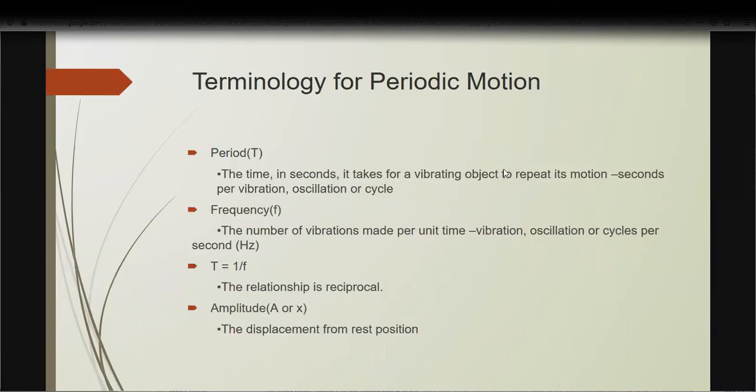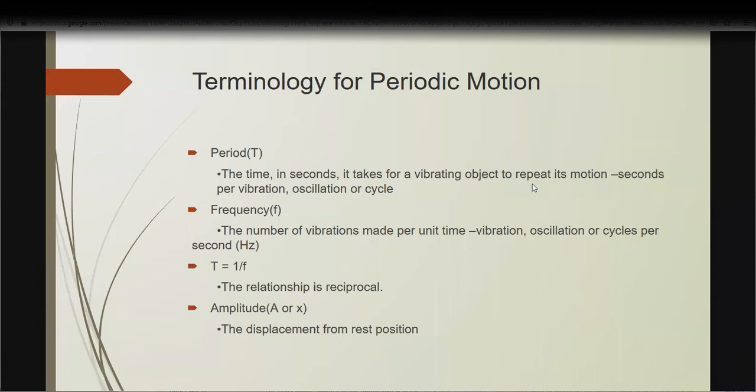Before we discuss simple harmonic motion, we have to understand some terms. Period. What is period? Period is the time taken to complete one motion. That means if it repeats the same pattern, one circle, it is the time taken to complete one circle. I'm not going to explain these things. I think you know all of this. Let's move to simple harmonic motion.